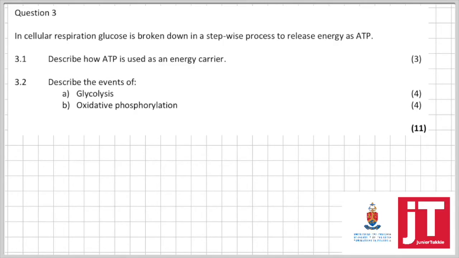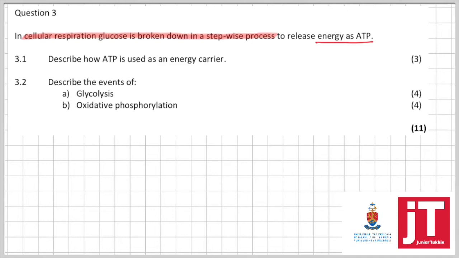Question 3 says to us, in cellular respiration, glucose is broken down in a step-by-step process to release energy as ATP. Okay, so here it's giving us context to my question. We're referring to cellular respiration, the glucose that is broken down through processes, and we have energy released in the form of ATP. So let's see, 3.1. Describe how ATP is used as an energy carrier.